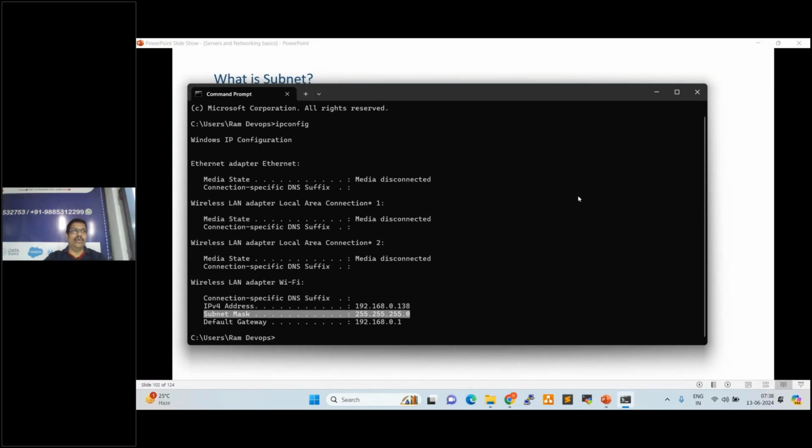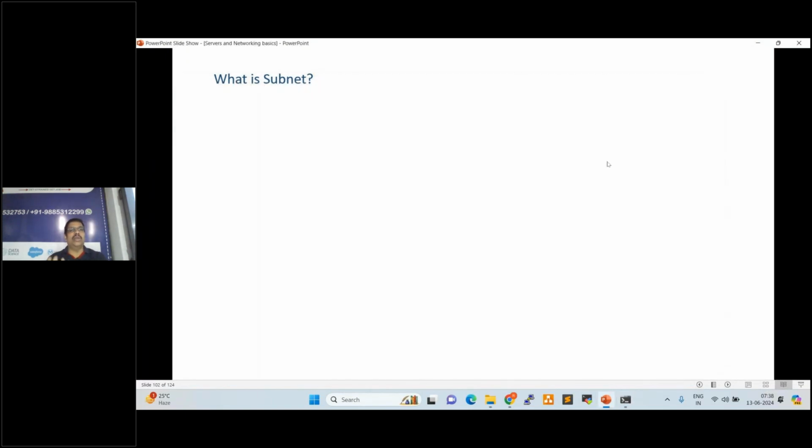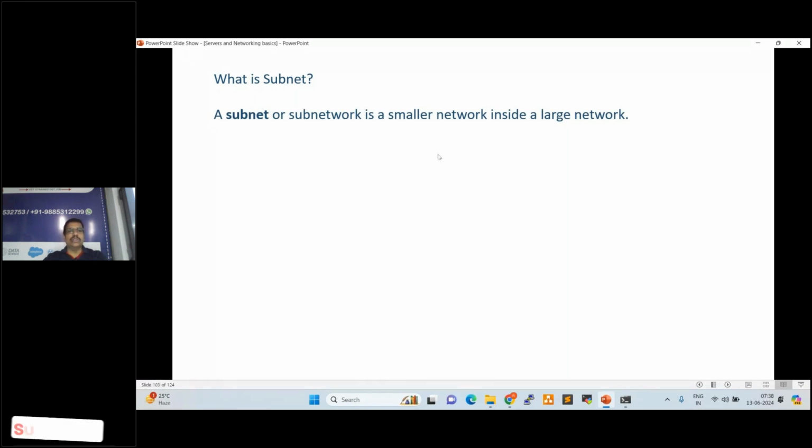Subnet is a subnetwork, a small network. Instead of the large network, we can create the subnetwork, a small network, right? See here. A subnet or subnetwork is a smaller network instead of a large network. So these are the small networks, subnetworks.